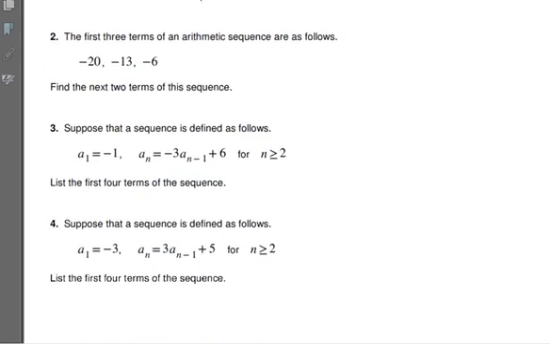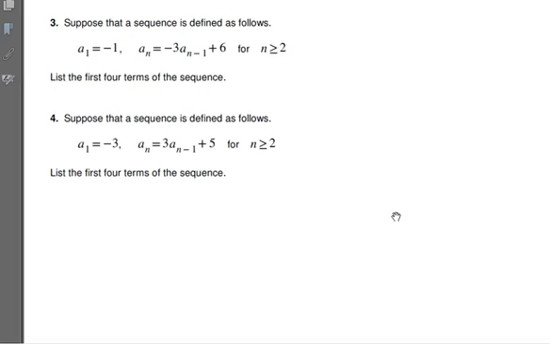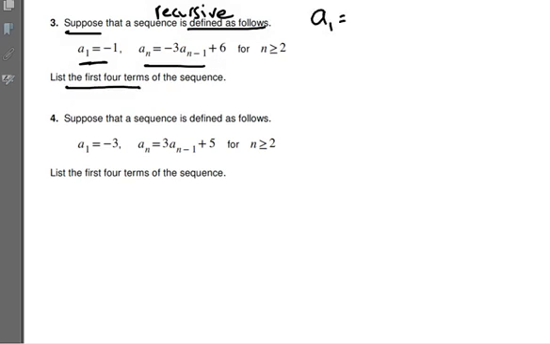Great. We slow down, or go down here for a little bit. This says, suppose that a sequence is defined as follows, and we have A1 equals negative 1, A sub n equals negative 3 times A sub n minus 1 plus 6. This is a recursive formula. That's great. So this is basically saying negative 3 times the previous term plus 6. And we're going to list these first 4. So negative 1, that's already taken care of.